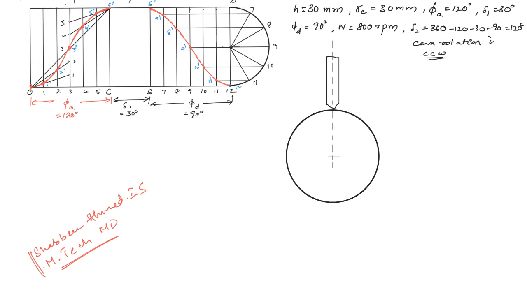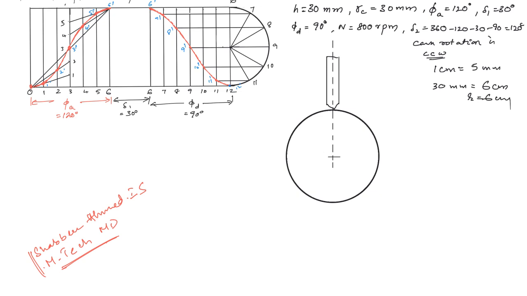Now we will take the same scale which we have taken for drawing the displacement diagram. You have to take the same scale. There we have taken the scale as 1 centimeter is equal to 5 mm. So the radius of the base circle is 30 mm, so we take a radius of 6 centimeters. Take radius r equal to 6 centimeters and draw a circle like this.